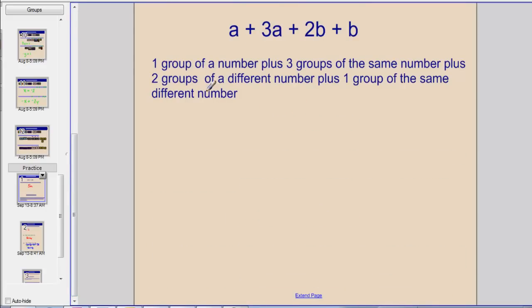So let's look at another example. This means we have one group of a number plus 3 groups of that same number. So A and A are the same number. Plus 2 groups of a different number. So B is different than A. So 2 groups of a different number plus 1 group of the same different number. So how many A's do we have all together here? 4 A's, right? And how many B's do we have all together there? 3 B's. We don't know what A and B are, but we have 4 A's and 3 B's added together. If we knew what A and B were, then we could multiply 4 times A, we could multiply 3 times B, and then we could add it all up. But we don't know that.